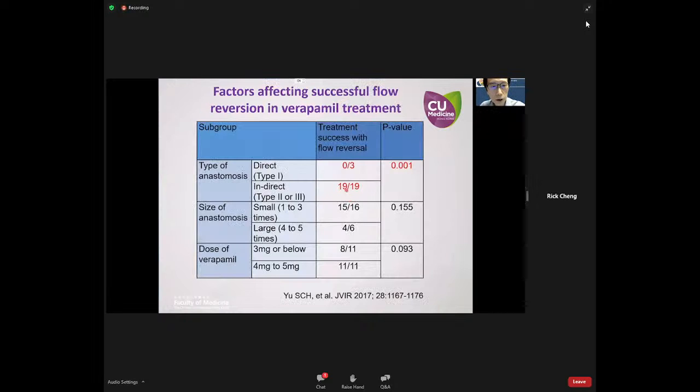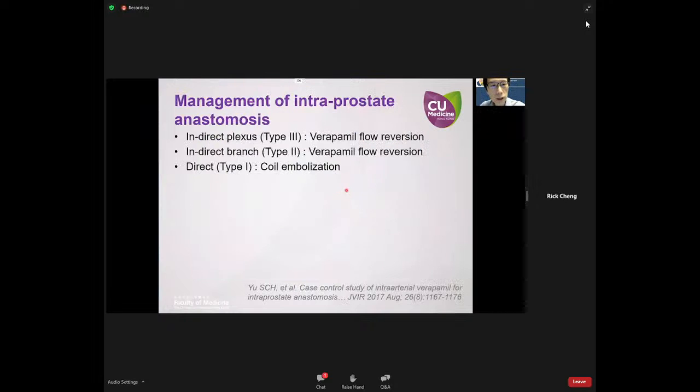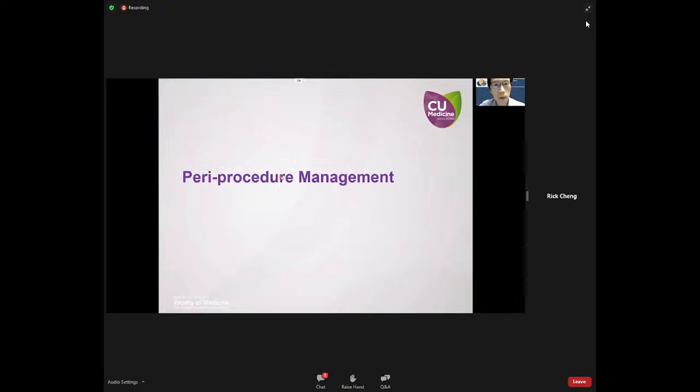So we have a strategy for doing these cases for the indirect type, in which we cannot access the anastomosis site with the catheter and do coil embolization. We do verapamil. For the direct type, we know these are not responsive to verapamil, but we know these are easy to access with a microcatheter and then do coil embolization.